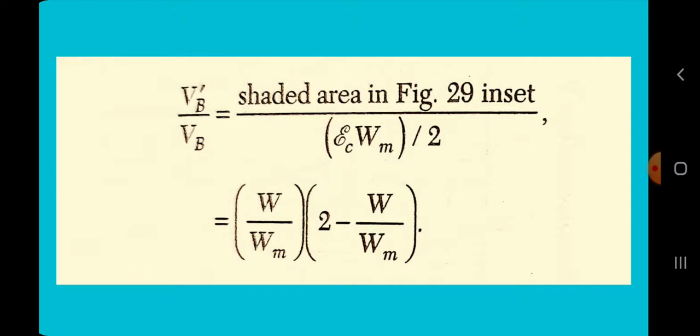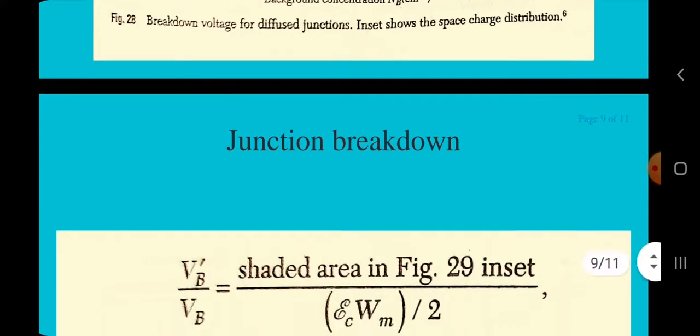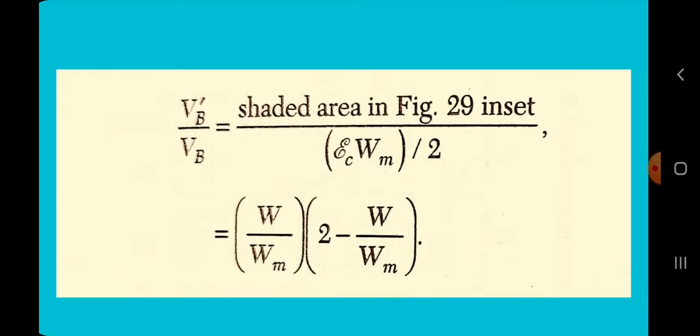The critical field EC is essentially the same as that we have shown. Therefore, the breakdown voltage VB dash for the punch through diode is given by VB dash by VB equal to the shaded area in this figure, divided by EC Wm divided by 2. Punch through occurs when the doping concentration NB becomes sufficiently low, as in P plus pi N plus or P plus V N plus diodes, where pi stands for lightly doped P type and V stands for lightly doped N type semiconductor. The breakdown voltages for such diodes calculated are shown over here.